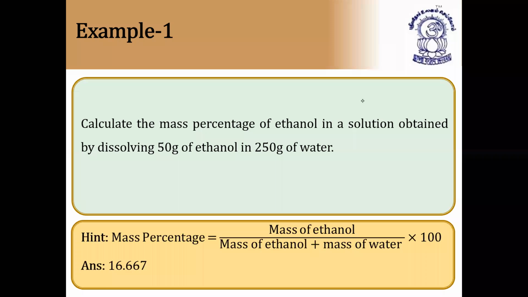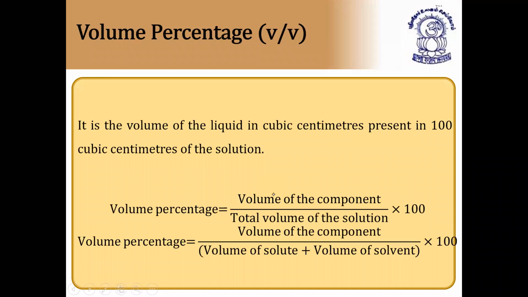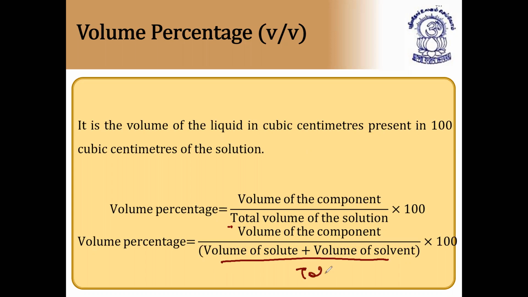Next, volume percentage. It is the volume of the liquid in cubic centimeters, cubic centimeters meaning milliliters, present in 100 cubic centimeters of the solution. So volume of the component by total volume of the solution into 100. Volume of the component means actually only the solute, and total volume of solution means volume of solute plus volume of solvent, into 100. So this is nothing but the total volume of the solution.